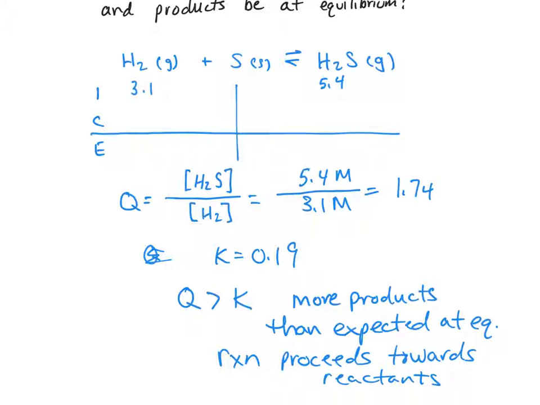What goes in the change line for H2? Plus X. Everyone agree? Why is it plus X here? Because the reaction is proceeding towards the reactant side. So we're going to be losing product, minus X, and we're going to be gaining reactant in order to achieve that equilibrium. Okay. Everyone see that? So this is why it's important to figure out Q. It helps you figure out which sign to put in front of the X on the reactant side or the product side. All right, so at equilibrium for our H2, we'll have 3.1 plus X. And for H2S, we'll have 5.4 minus X.